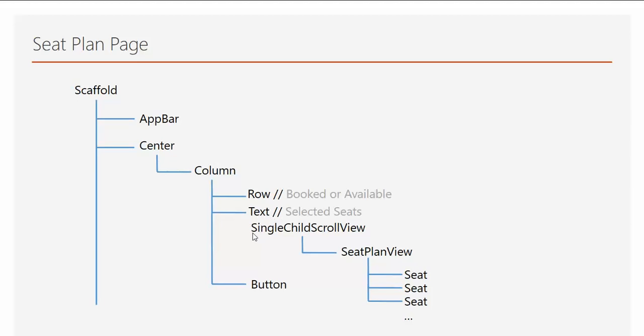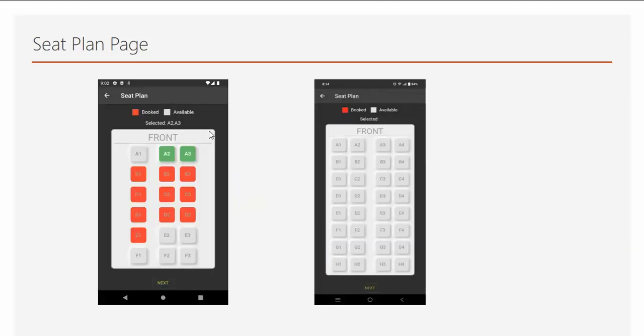And now for this portion, we will have a single child scroll view first, because we need only this portion scrollable, because sometimes we will have more seats to accommodate inside this portion. By taking a single child scroll view, only this portion will be scrollable. The booked seats and selected seats and the button will not be scrollable at all.